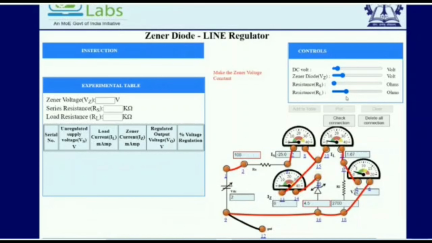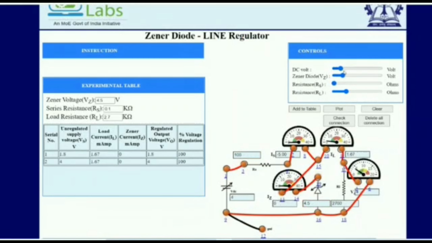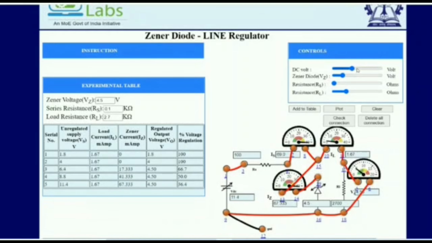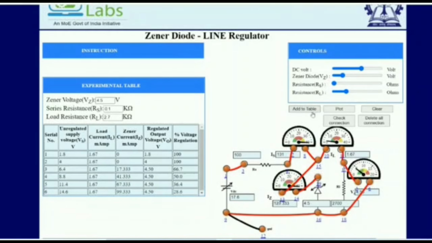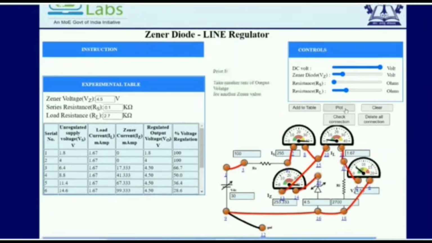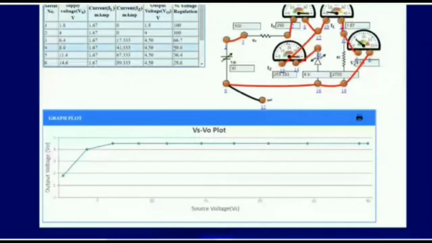So I have connected the line and now I have to give one check connection and it will say okay if it is correct. And now I will make the values as constant and vary the DC voltage and add the values to the table. So I am adding the values. And finally I will click on plot to get the graph. Yeah, this is the graph.